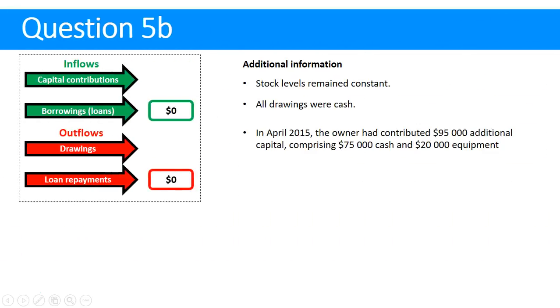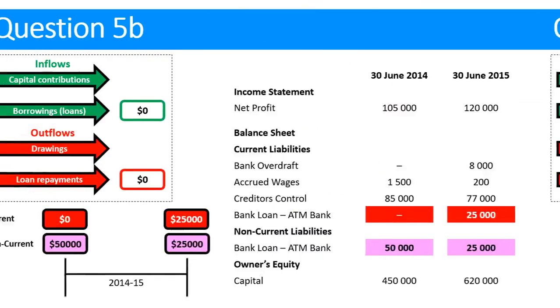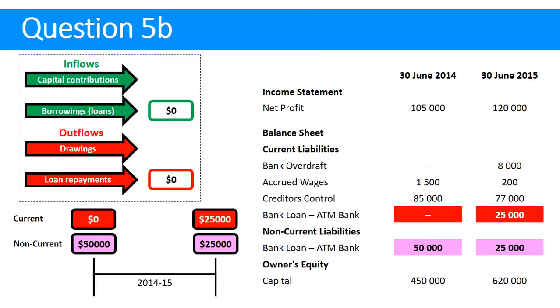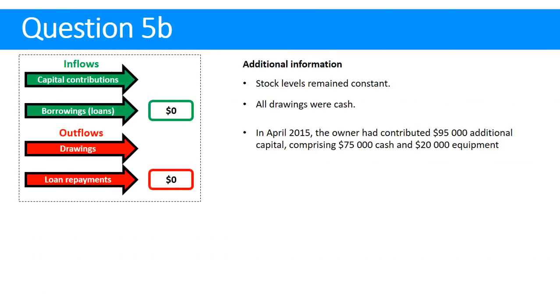We can now look for the capital contributions and drawings. Now, if we just look at the information we were given on the previous slide, we don't have that. We have the income statement and the balance sheet. Those items aren't shown, so we're going to need to try and figure it out from the other information. We've been told stock levels are constant, all drawings were cash, and then the owner contributed $95,000 of capital, comprising $75,000 cash and $20,000 of equipment. So we don't need that information about the stock. For drawings we do need it, but we don't have a number.